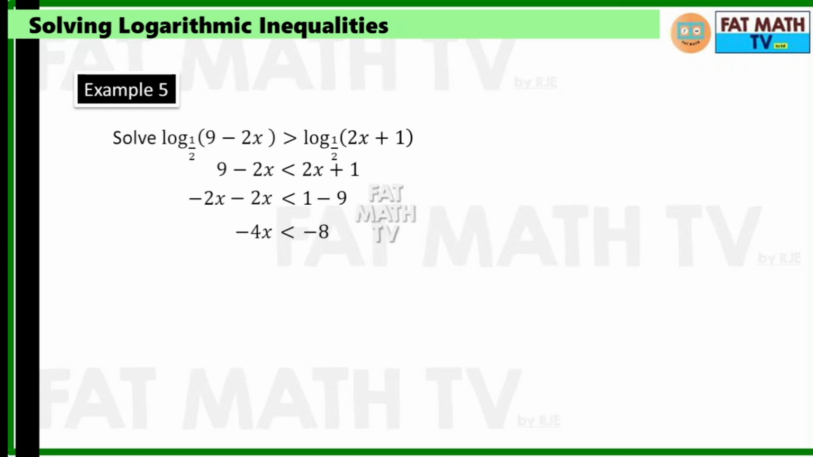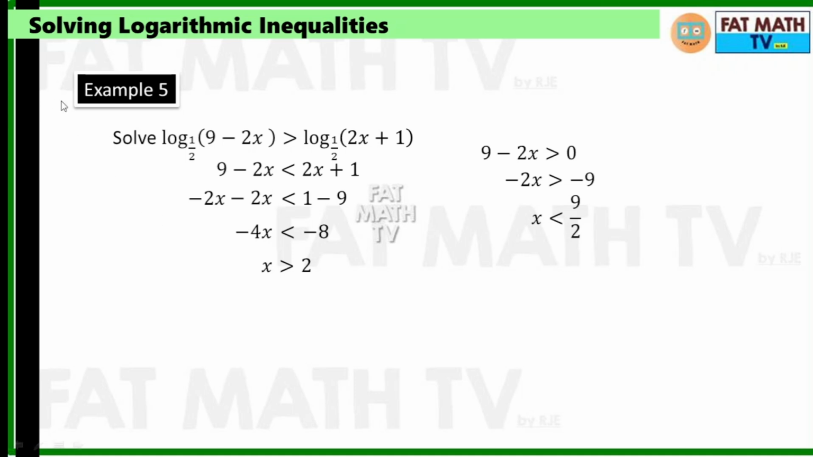And then divide both sides by negative 4. So if we are dividing by a negative number, we should also reverse the inequality symbol. Negative 4x divided by negative 4 is x, and then it should be greater than. Negative 8 divided by negative 4 is positive 2. So x is greater than 2. But don't conclude yet that that is already the final answer, because 9 minus 2x should be greater than 0 and the 2x plus 1. So 9 minus 2x is greater than 0. Put 9 to the right. That will be negative 2x is greater than negative 9. Divide both sides by negative 2. You will have x is less than 9/2.